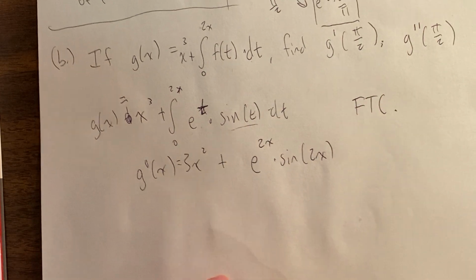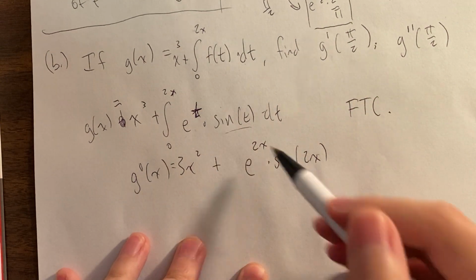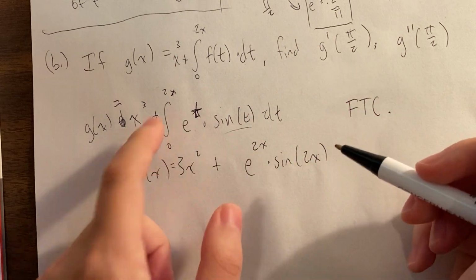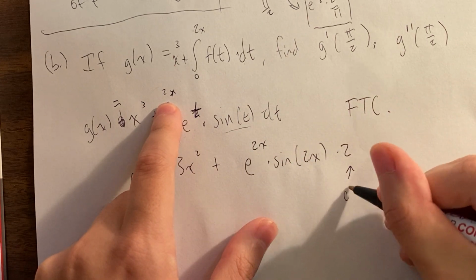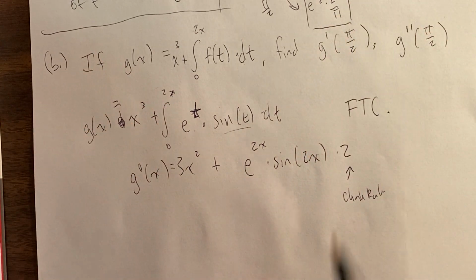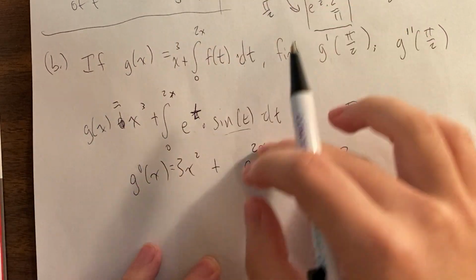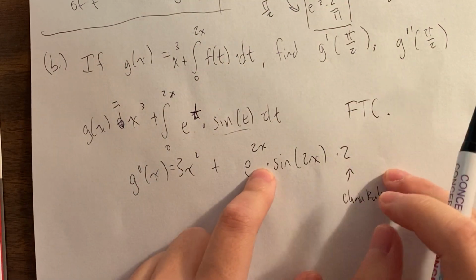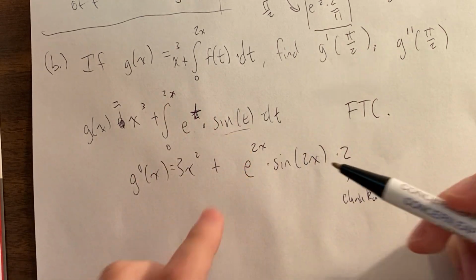But what you want to be aware of is that when you do this process, you do have to do the chain rule because there's an inside function here. There's a 2x here. So we're just going to multiply everything by 2. This is again because of the chain rule. The outer function is the integral itself, and the inside function is this 2x. That's what we're plugging in. Notice we didn't multiply by 2 twice because there's a single inside function.